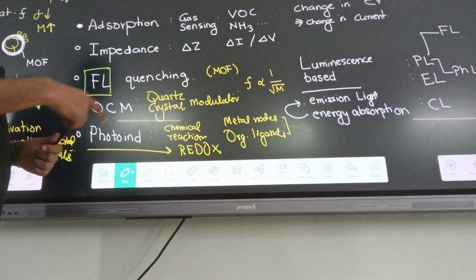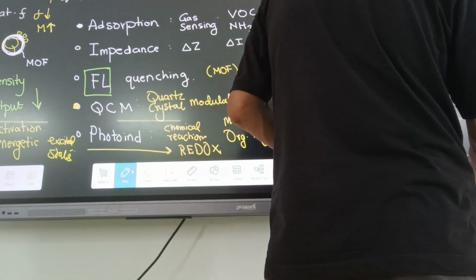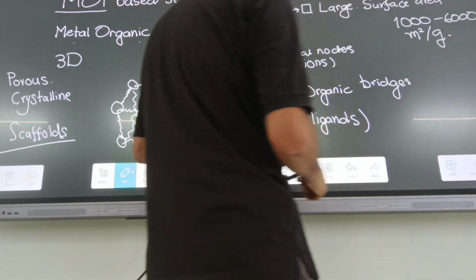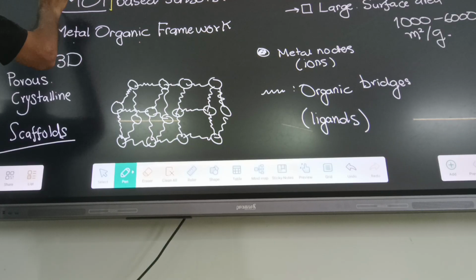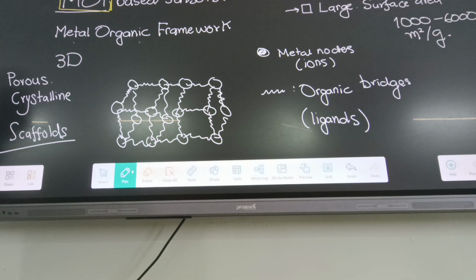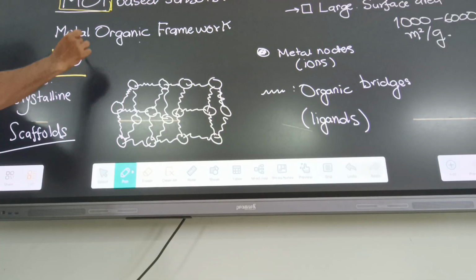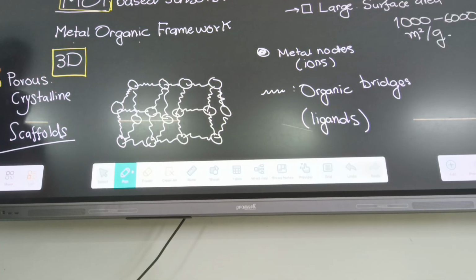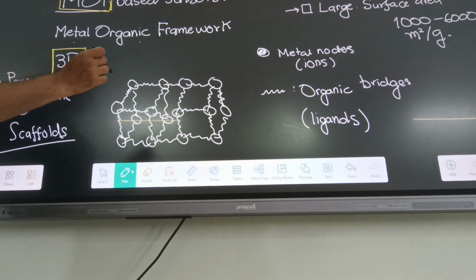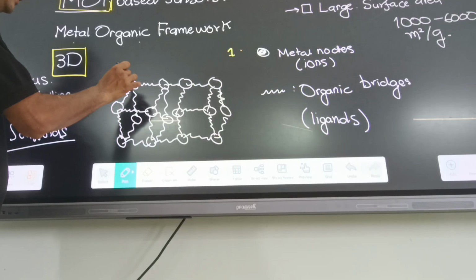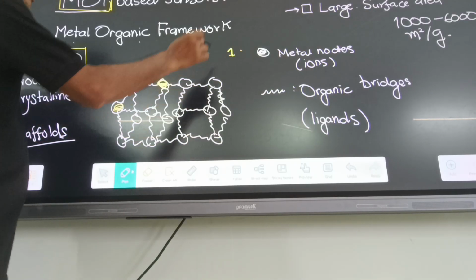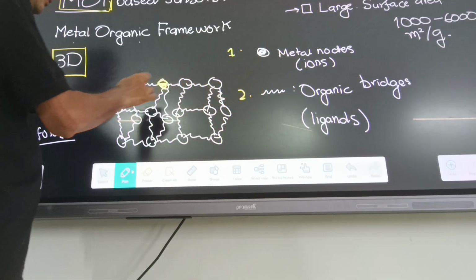So एक बार just we can recap some of the from there. Today's topic is metal organic framework based sensors, MOF. Metal organic framework मतलब it is a 3D structure which is porous as well as crystalline, and it is formed by two components. One is your metal nodes, and they are connected by organic bridges integration.